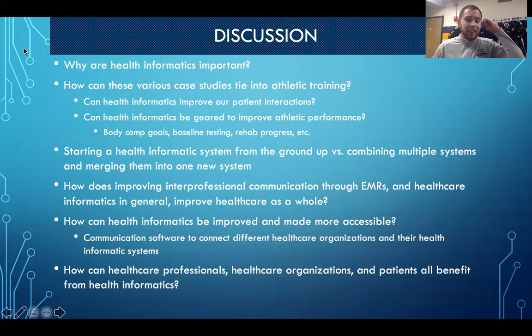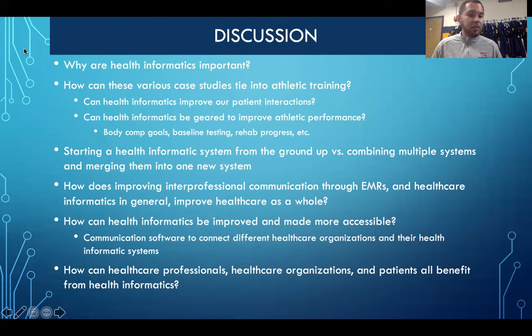So can health informatics be geared to improve athletic performance? Absolutely. We can use these informatics to log and track progress in performance. We can use this in the weight room. We can track how much weight our patients are progressing on with their rehab. We can upload position statements from NATA and use that information to make more phased rehabs and get recommendations from our health informatics software in order for us to provide better treatment for our athletes and rehabilitation.